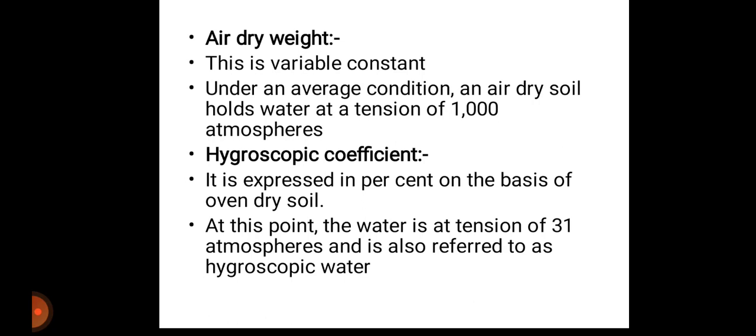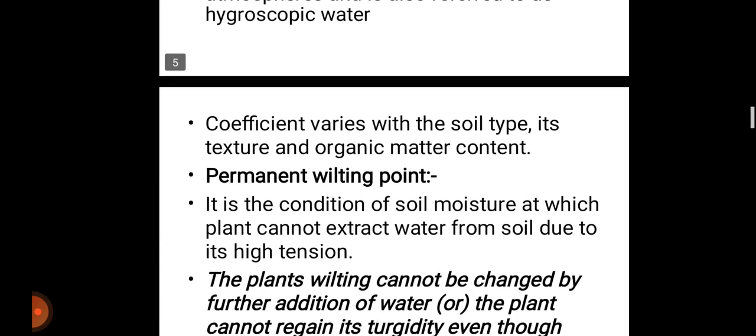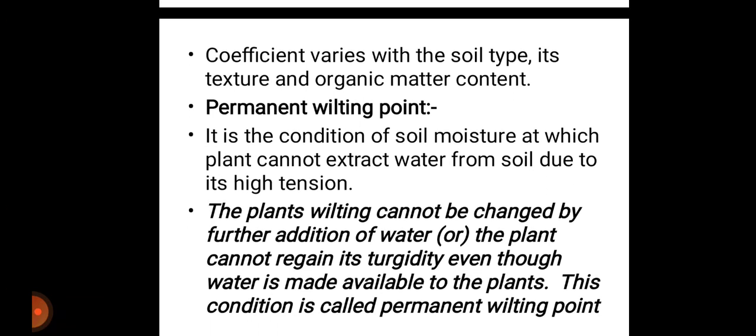Air dry weight is a variable constant. Under average conditions, an air dry soil holds water at a tension of 1000 atmospheres. Hygroscopic coefficient is expressed in percent on the basis of oven dry soil. At this point, the water is at a tension of 31 atmospheres and is also referred to as hygroscopic water. The coefficient varies with the soil type, its texture and organic matter content.